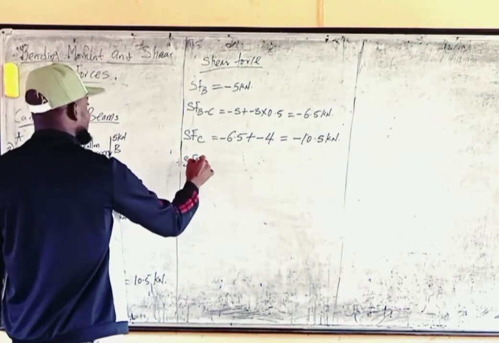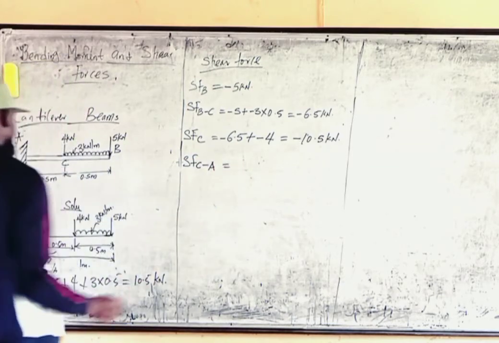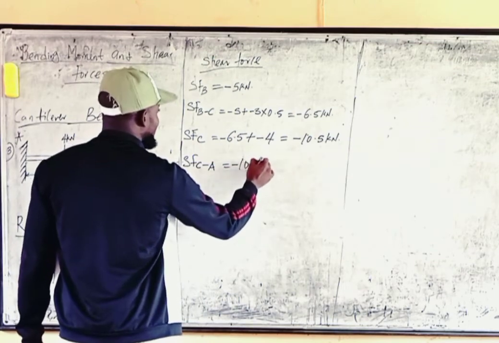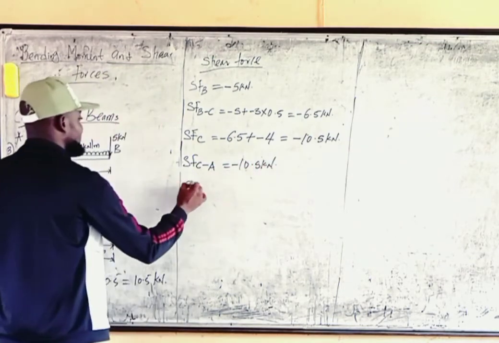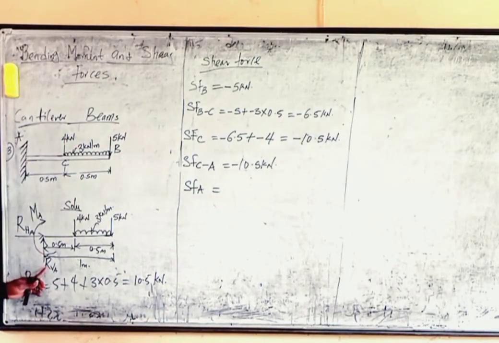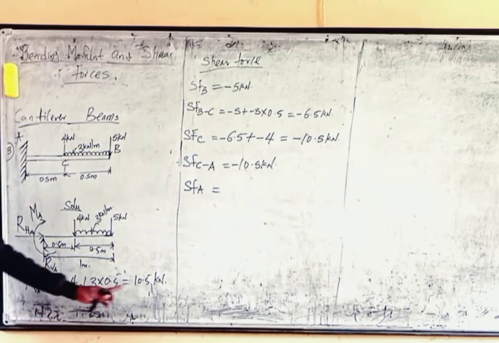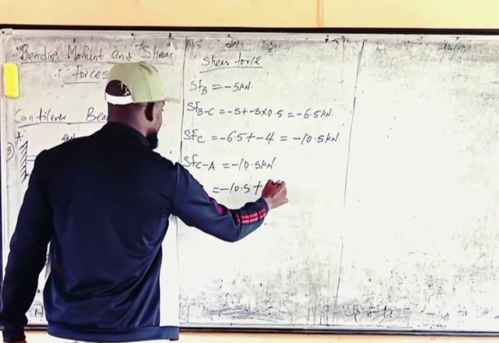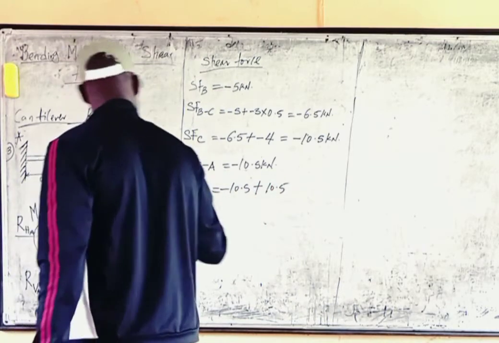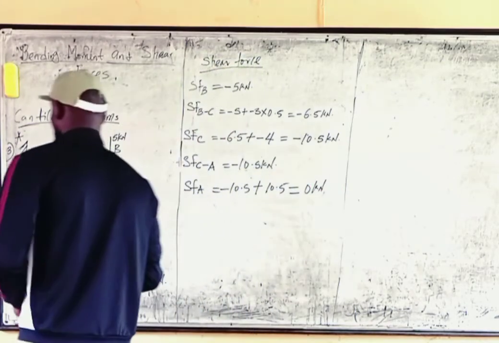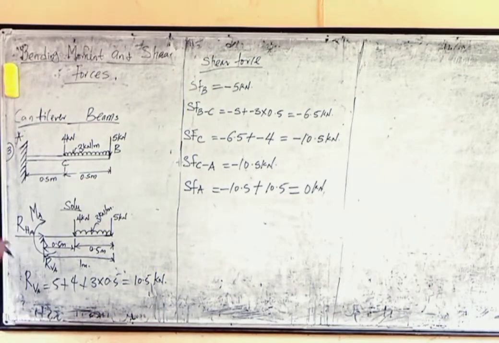Then the shear force from C to A. From this place there's no load, so from C to A is still minus 10.5 kilonewtons. Then the shear force at point A: when you get to point A, there's a vertical load going up, which is equivalent to 10.5. So we now have minus 10.5 plus 10.5. This one going up is positive, and that will end it at 0 kilonewtons. That is the shear force distribution. So it must end at zero. If it's not ending, it means there's a problem somewhere.